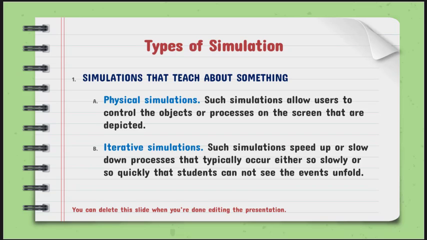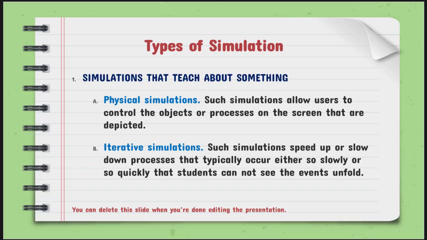Physical simulations. These simulations allow the users to manipulate things or process represented on the screen. For example, student may see the selections of chemicals with instructions on how to combine them to see the results, or they might see various electrical circuits operate. For number 2, we have the iterative simulations. These simulations speed up or slow down the process that usually happen either so slowly or so quickly that students cannot see the events unfold.